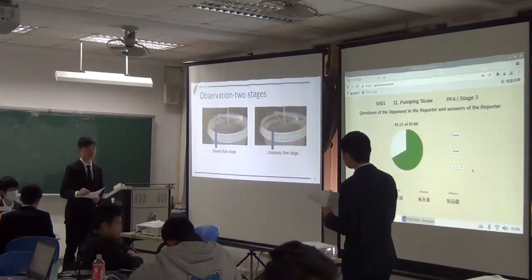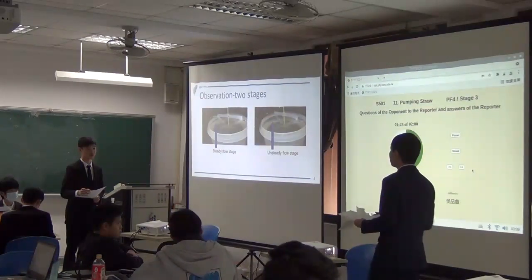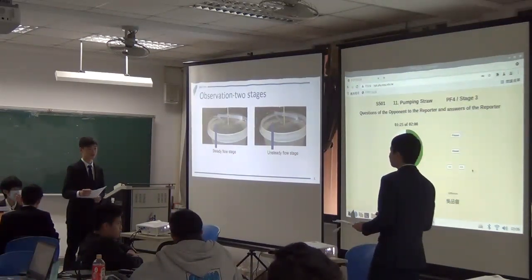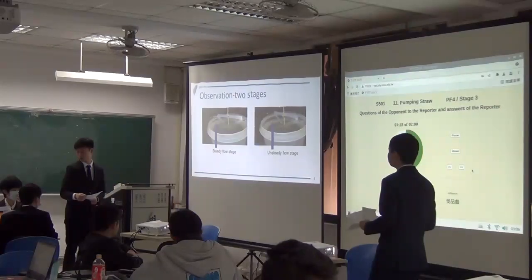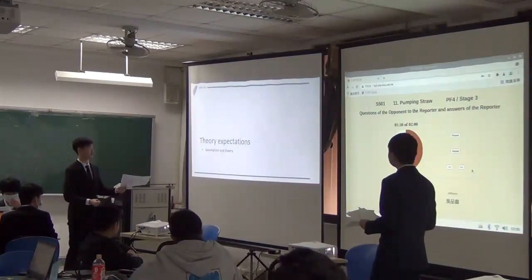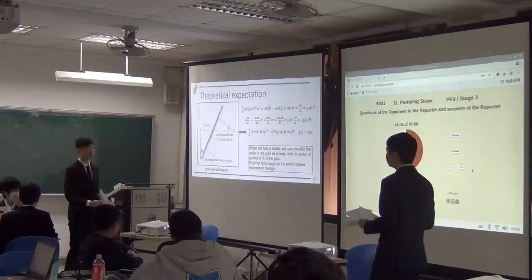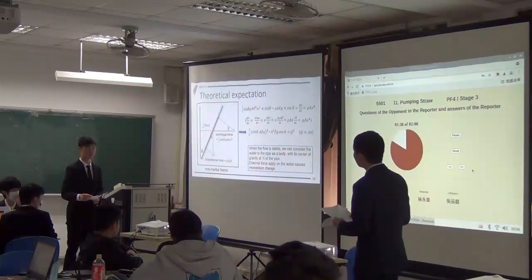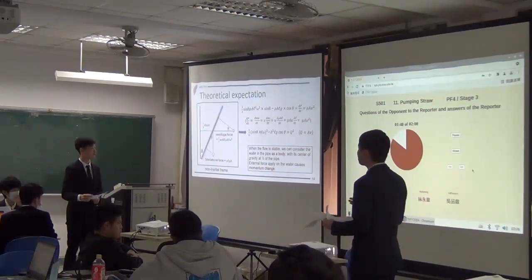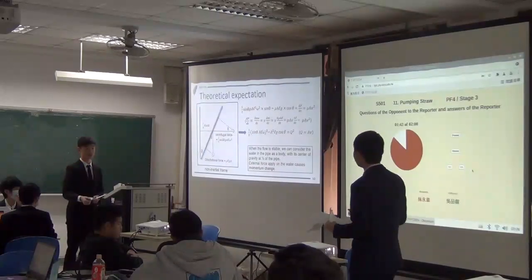Okay, so the next question is, do you consider the length of the straw will affect this phenomenon? Yes, according to our theory, we think that the center of mass of the straw is related to the length of the straw. Okay, I understand. Then where is your experiment discussing the length of the straw? We didn't do the experiment.